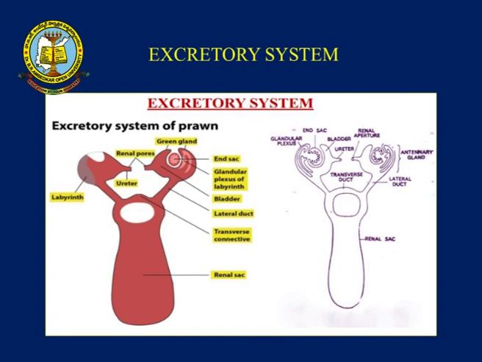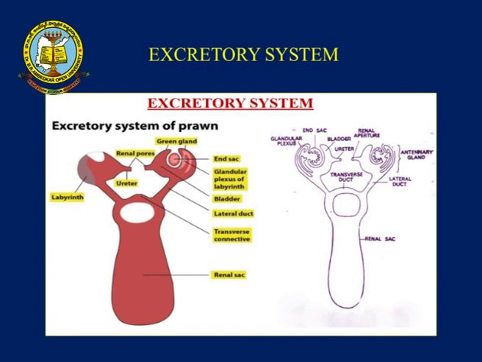Now, when you are talking about this end sac, you can have a closer look at it over here. So, this is an end sac which opens into a labyrinth, and this labyrinth opens into the bladder. The round part is the bladder, and this bladder opens into a small ureter which opens outside to the renal pores. So, the excretory products are excreted to the renal pore.